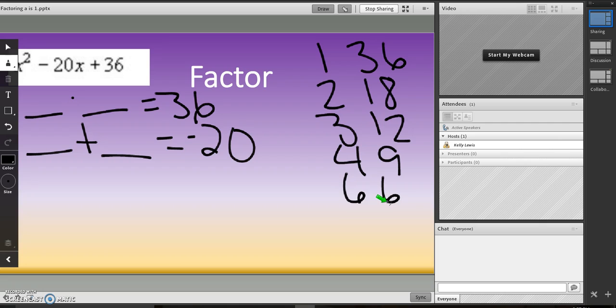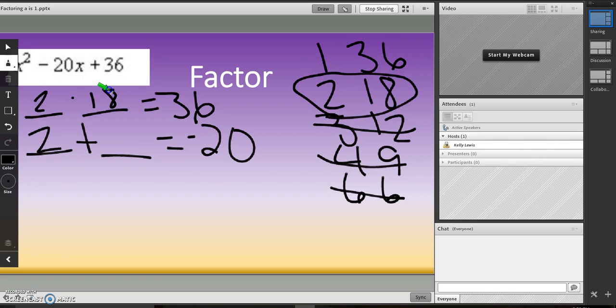So 6 and 6 is either 12 or 0. 4 and 9 is either 13 or 5. 3 and 12, when you add, you get 15. When you subtract, you get 9. We don't get 20. 2 and 18, if you subtract, you get 16. But when you add, you get 20. 2 and 18. All right, but we need a negative 20.